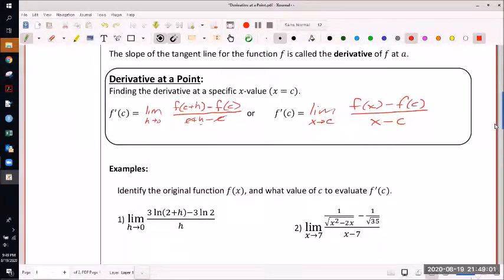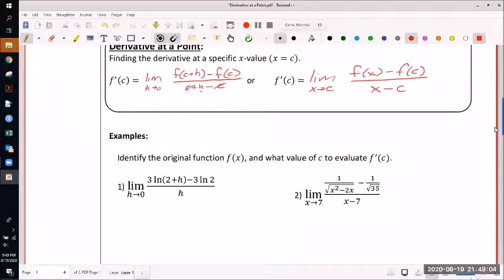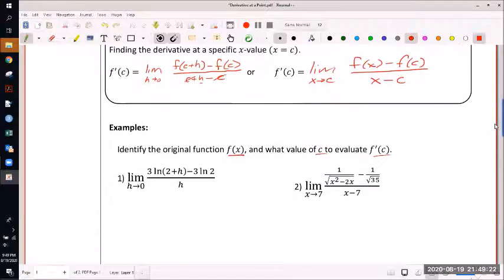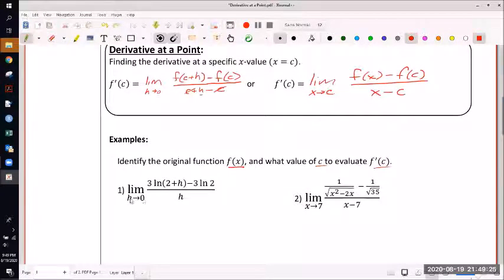Okay, so here are some examples. What we want to do in this first set of problems here is look at the patterns and try to match this up with one of these definitions so that we can find the function f of x and then the value of c, so that we can find where we're trying to find the derivative. In this case, notice we have the h goes to 0, so this follows this pattern up here. And we have 2 plus h, so this would clearly mean that c is equal to 2.